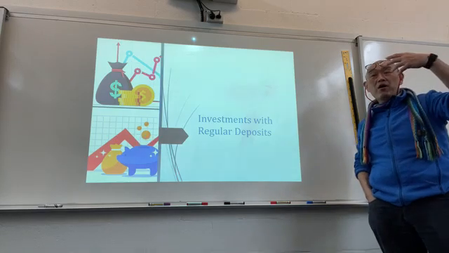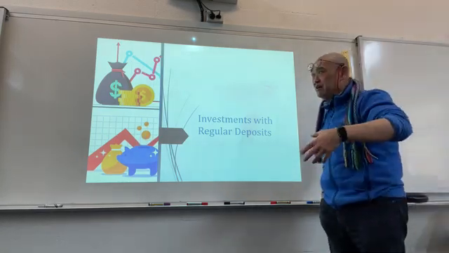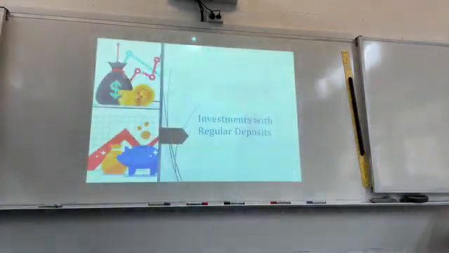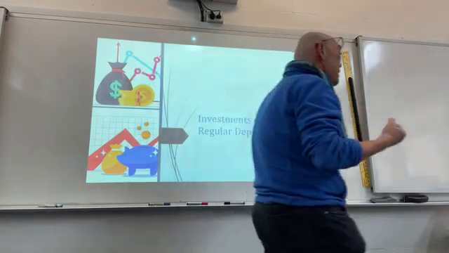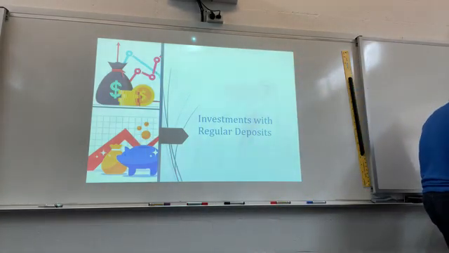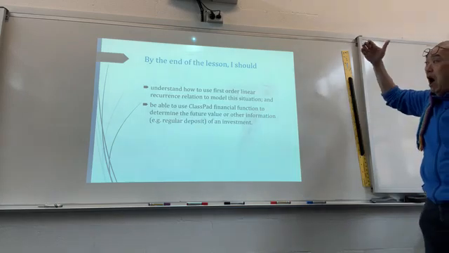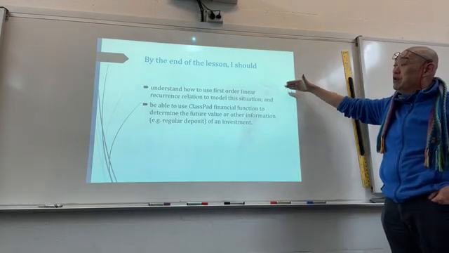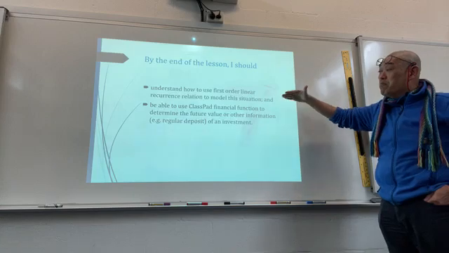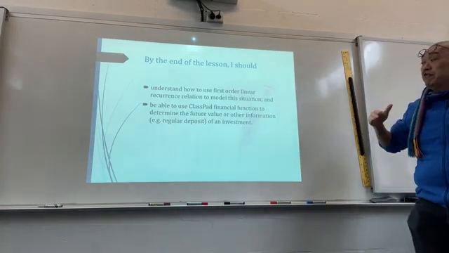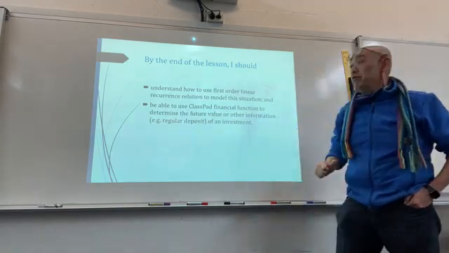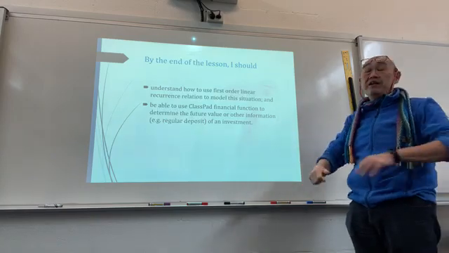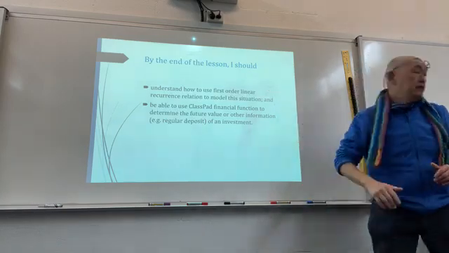If you're working, you're regularly putting your money in. So what we're talking about here is investment with regular deposits. Not irregular, you're consistently putting in the money. You've got a certain amount of investment, then you keep putting money in. So what you need to do is think about how to use the first order linear recurrence relation to model this situation, and you must be able to use your ClassPad, the financial function, to determine the future value or other information. For example, what's the regular deposit required of an investment. So these are the two things that you need to learn from today.